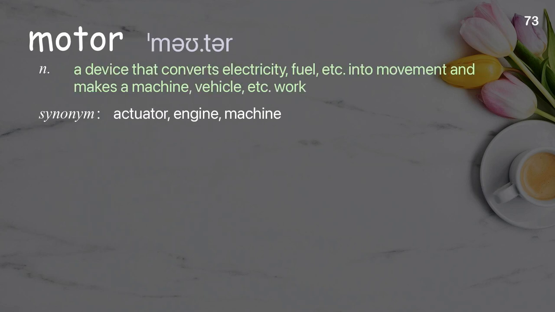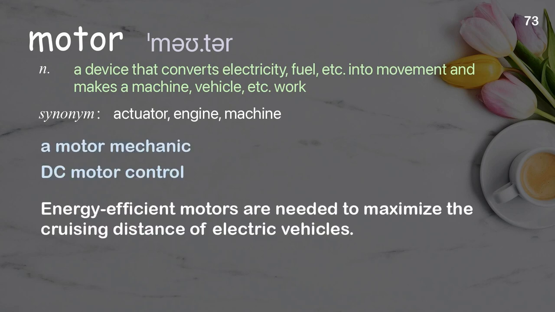Motor: a device that converts electricity, fuel, etc. into movement and makes a machine, vehicle, etc. work. Examples: a motor mechanic, DC motor control. Energy-efficient motors are needed to maximize the cruising distance of electric vehicles.